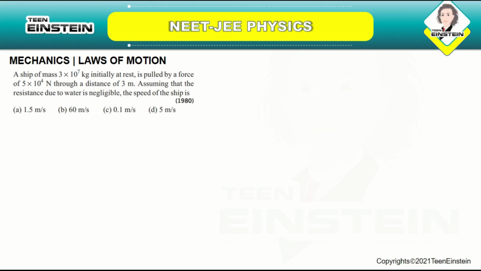So here they are saying the water resistance is negligible, so we can take it as 0 or we can ignore it. So they want us to find out the speed of the ship. Okay, first you have to find out what is acceleration, and from that you can easily calculate the v value, the speed of the ship.